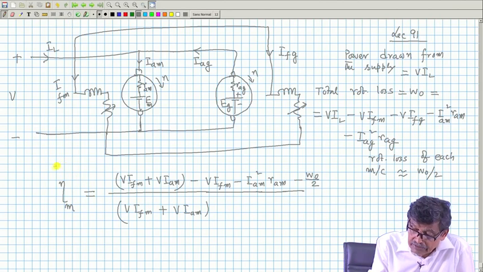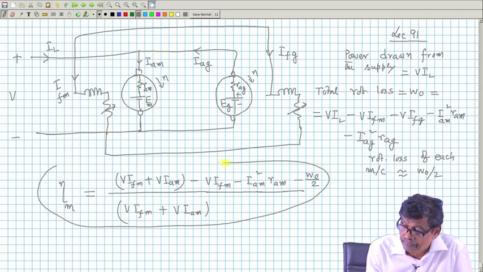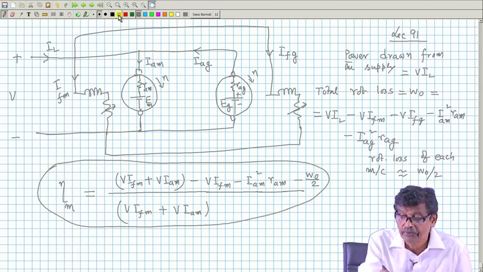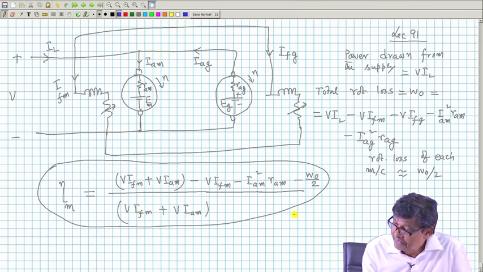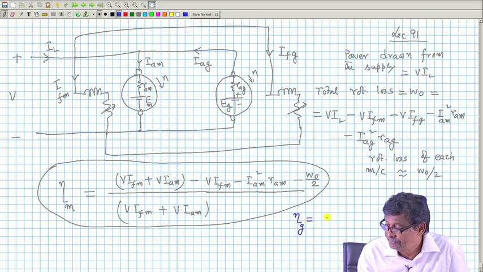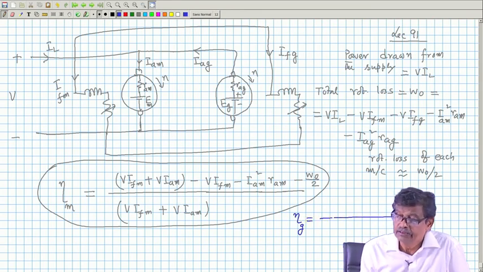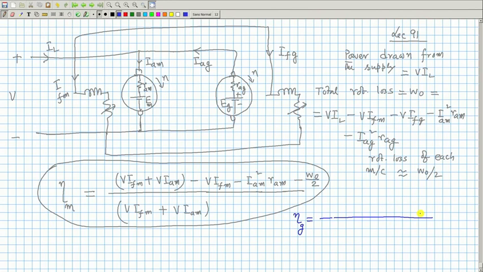So, this is the efficiency of the motor. Similarly, I will be able to write down the efficiency of the generator. In case of the generator, it is easier to calculate the output first. For example, what is the output power of the generator? This voltage is V, so this is also V. V into IAG is the output power.